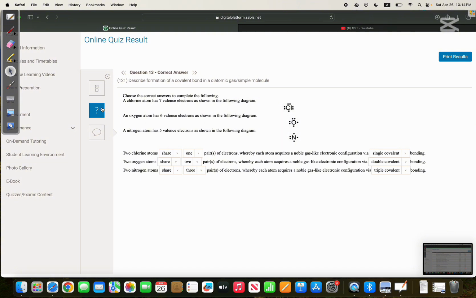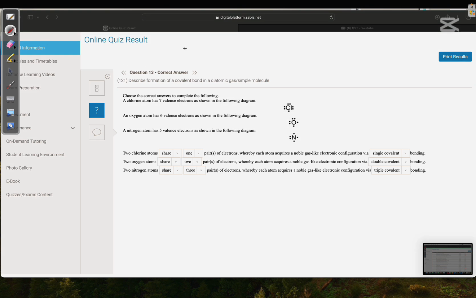A chlorine atom has 7 valence electrons as shown below in the diagram. Let's go one by one. So let's start with chlorine. So Cl. Chlorine has 7 valence electrons because, as you can see, it's in group 7. 1, 2, 3, 4, 5, 6, 7. And this is another chlorine. 1, 2, 3, 4, 5, 6, 7.